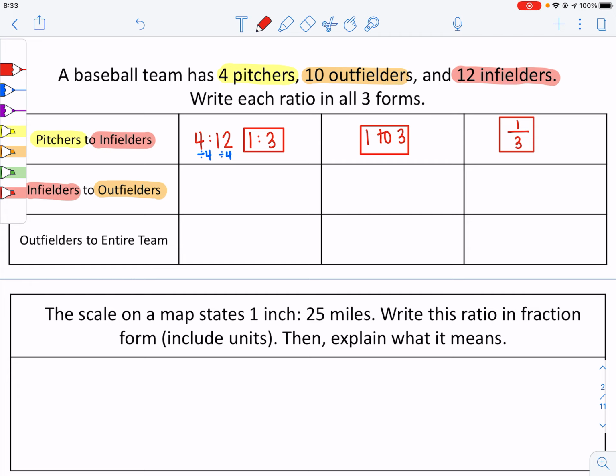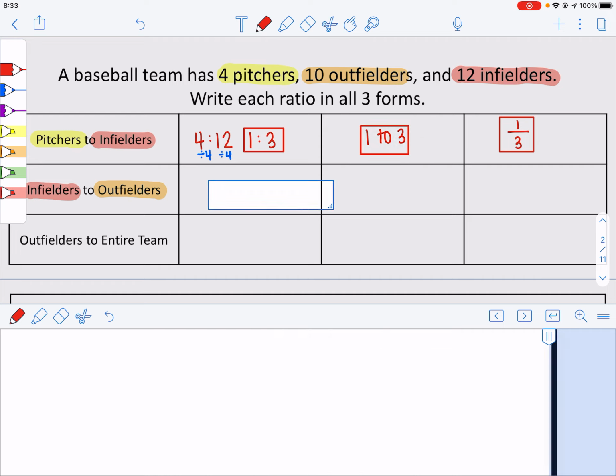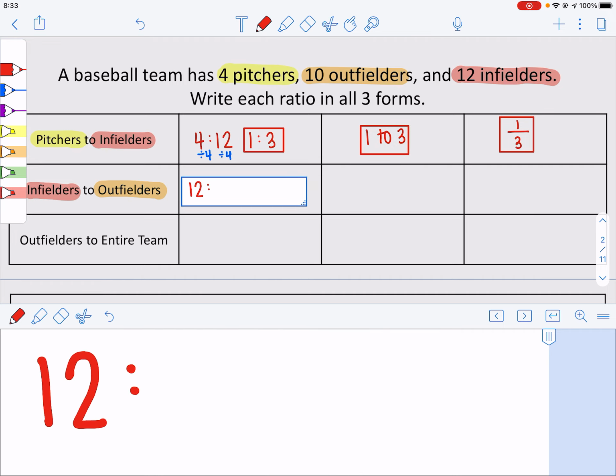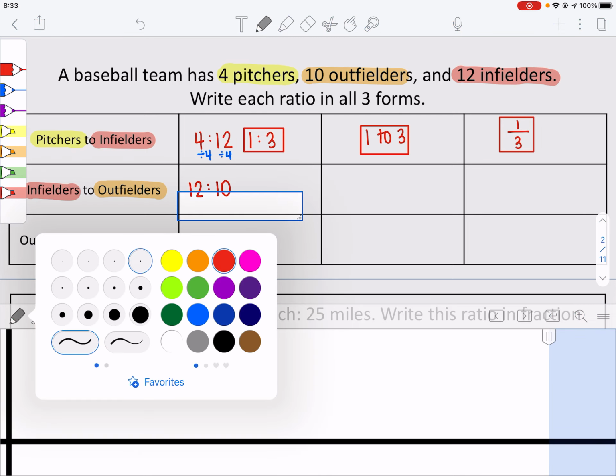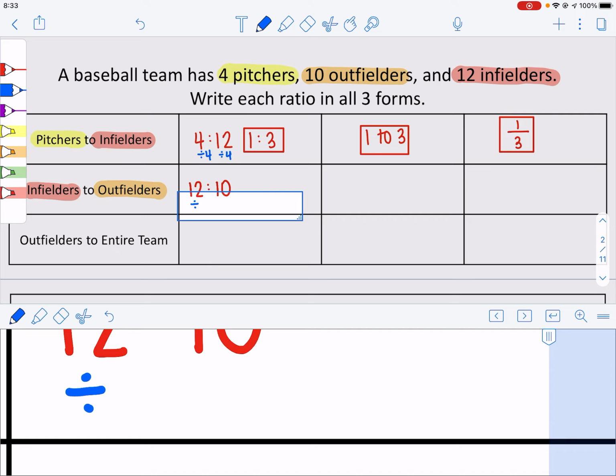All right, as you're comparing infielders and outfielders, if you look at the number of infielders, we have 12. If you look at the number of outfielders, we have 10. So it's 12 and then 10. And then I need us to simplify it. I'm going to cut each of these numbers in half because they're both even.